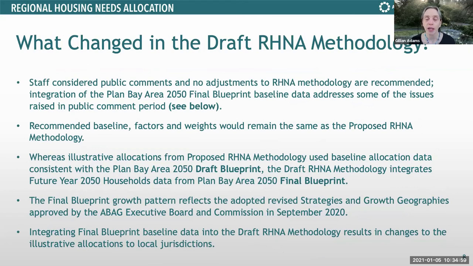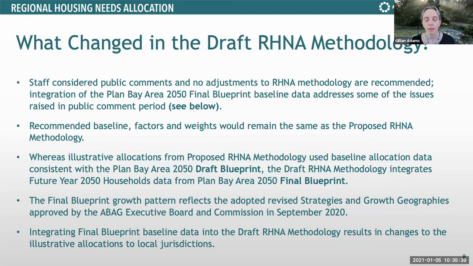So staff considered the public comments that we received, and we are not recommending adjustments to the RHNA methodology because a number of the comments we heard are addressed by updates to the final blueprint, while other suggested changes to the methodology conflict with the direction provided by the HMC, the RPC, and Executive Board over the past year. Thus, the components of the draft RHNA methodology remain the same as what was in the proposed methodology. But where the illustrative allocations from the proposed RHNA methodology used baseline allocation data from the draft blueprint, the draft RHNA methodology integrates future year 2050 households data from the final blueprint.